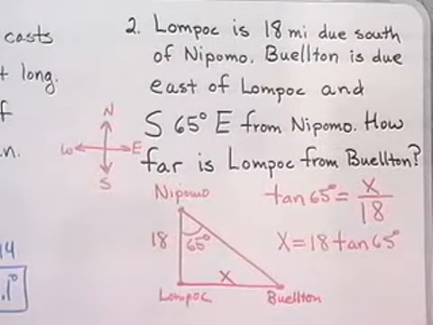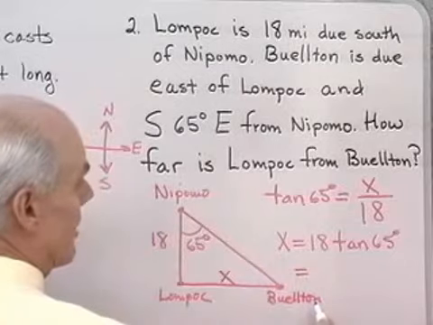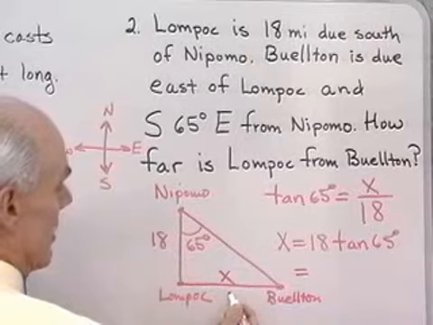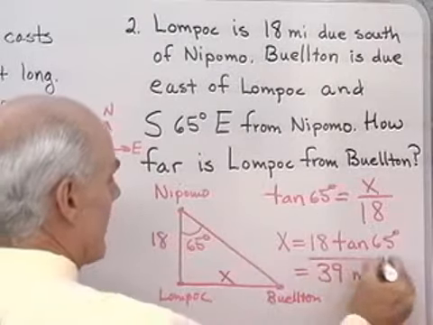I do this on the calculator. 18 times tangent 65 comes out 39 point something. Let's say I need to round. I want to round to 2 significant digits, because this side is 2 significant digits, so I want this one to be also. So that will be 39 miles.